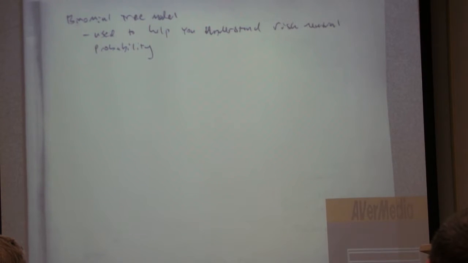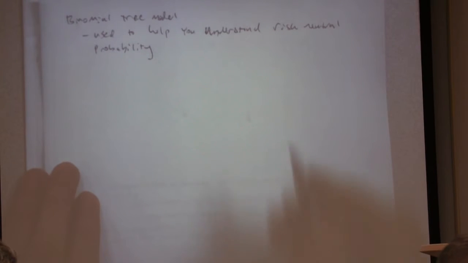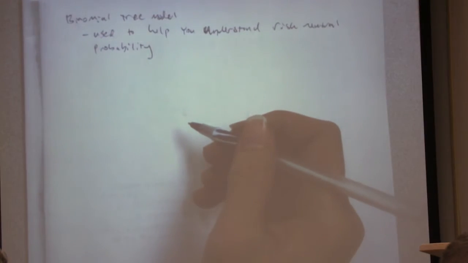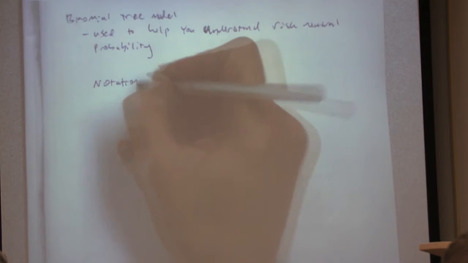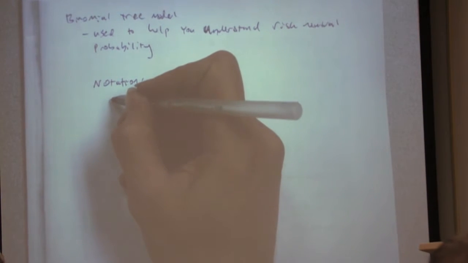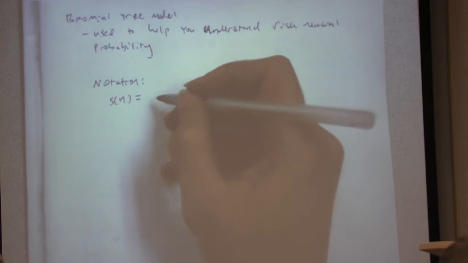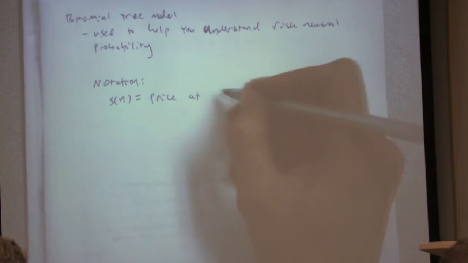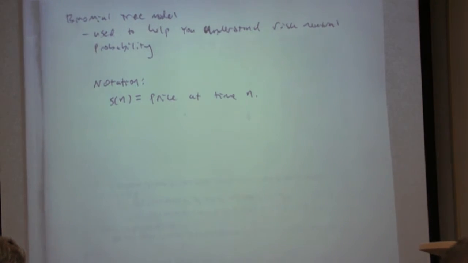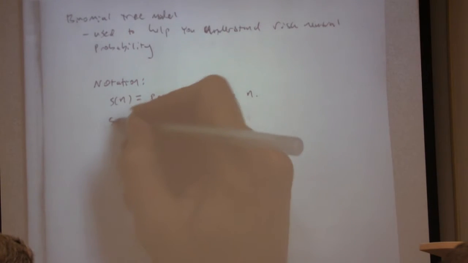And so binomial tree models, it's a whole branch of math, really. It's stochastic calculus. So if you want to read more about them, there's a lot out there. We need to introduce a little bit of notation. And so S of n is going to be the price of an asset at time n. And the idea behind the S value is that we're thinking of it as a stock. So price of the stock at time n. So S of 0 is the starting price.